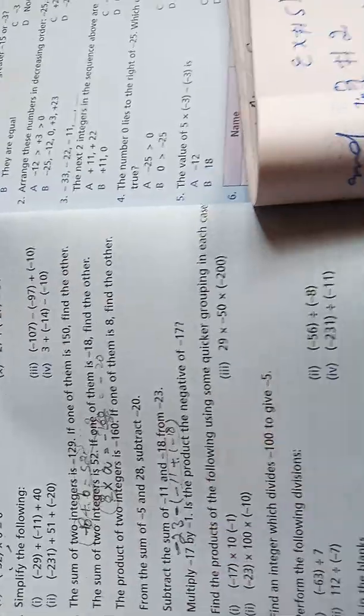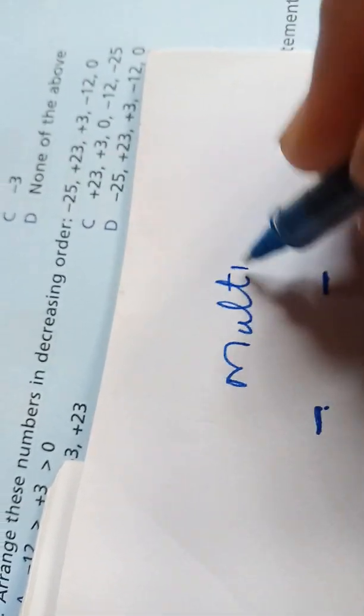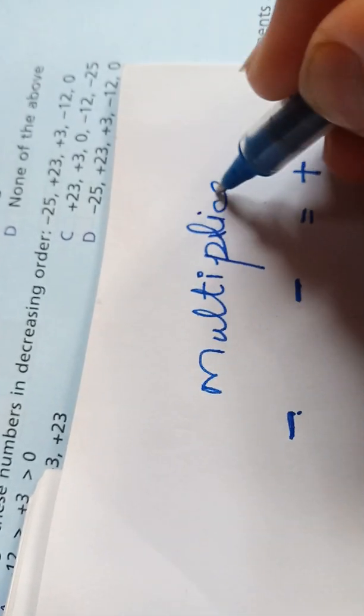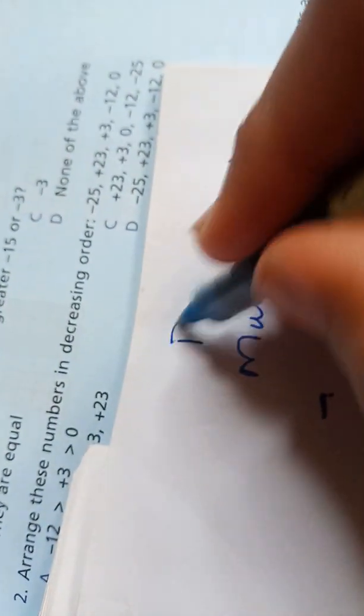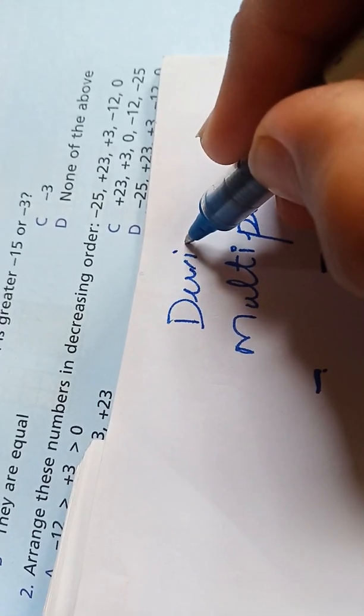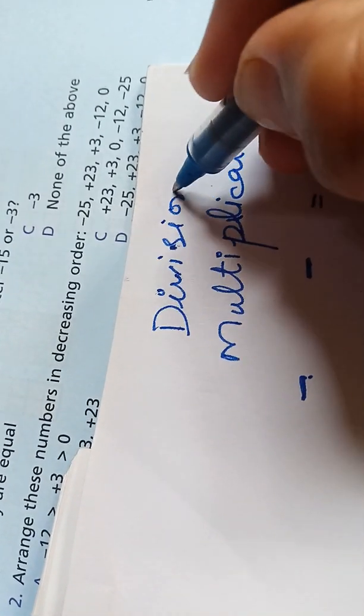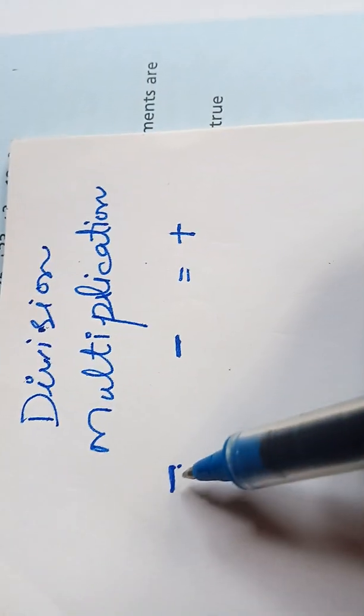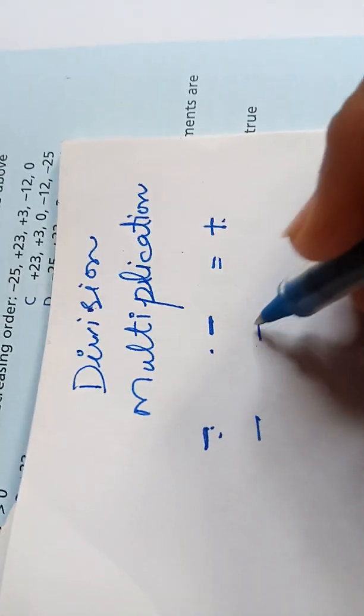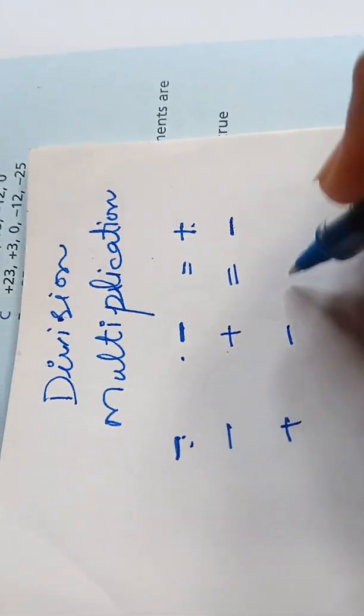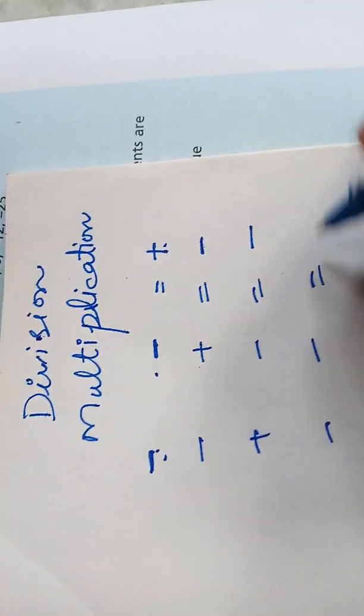If you multiply two numbers, I'll tell you another thing. If we multiply the signs, minus minus, the sign will become positive. In case of multiplication and division, minus minus becomes positive, minus plus becomes negative, plus minus becomes negative, minus minus becomes positive. We will write the sign of positive.